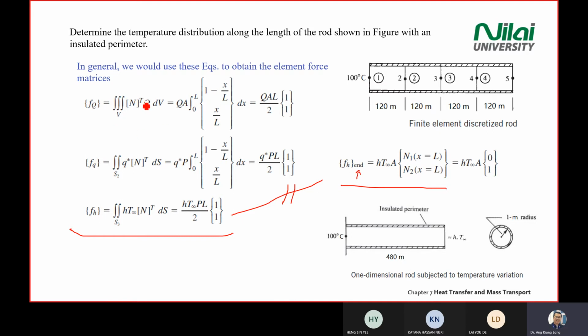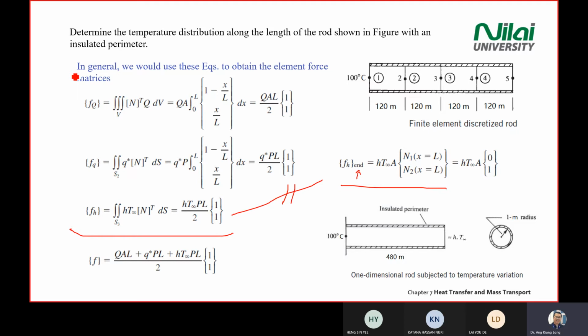If you are given that the capital Q is happening, then you calculate this one. If you are told that there is a Q star, then you use this one. If you have a convection force, then you use this one. And if your object is exposed, you add one more force in the equation. Okay, so basically you look at the scenario and then you use the equation accordingly.